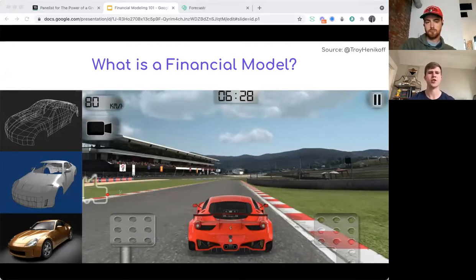And it also gives you a chance to optimize before jumping in feet first, wasting a ton of time and money. So make no mistake, a financial model is one of the most powerful tools that you can have in your arsenal.